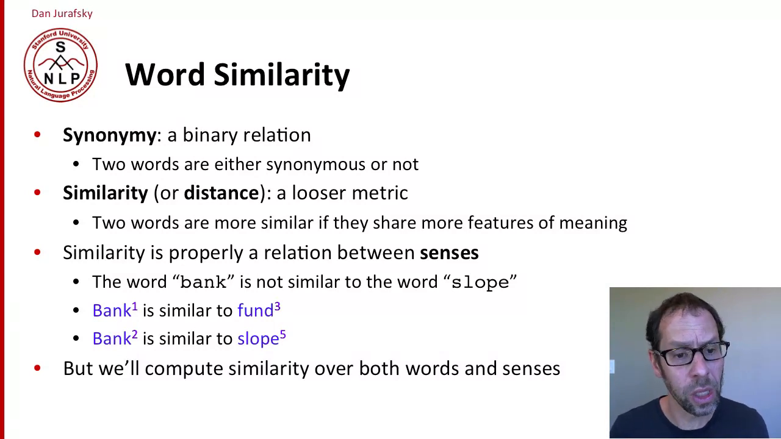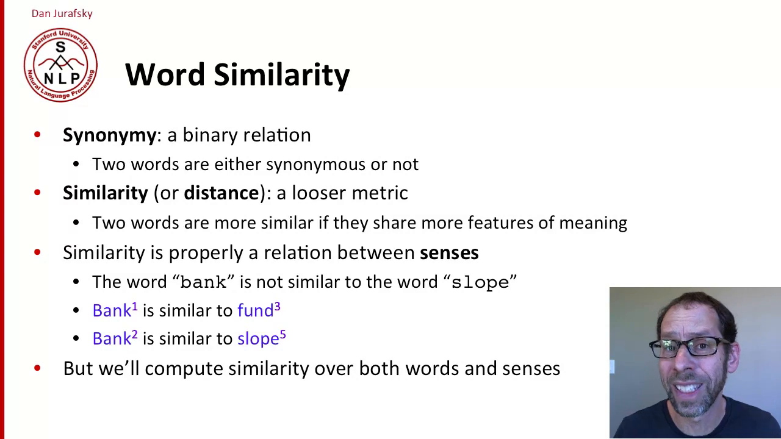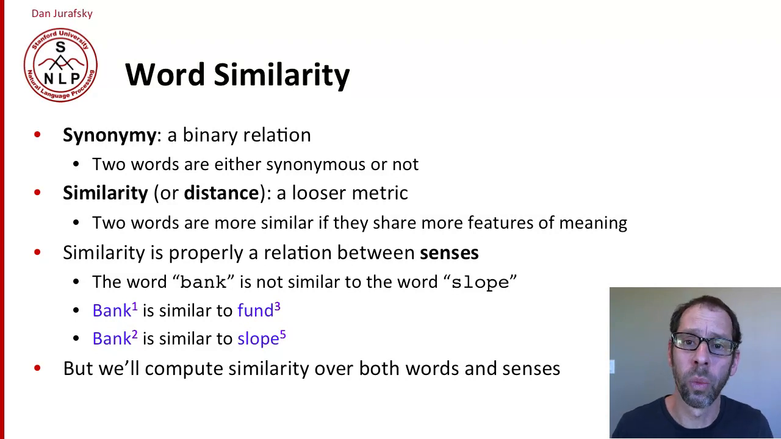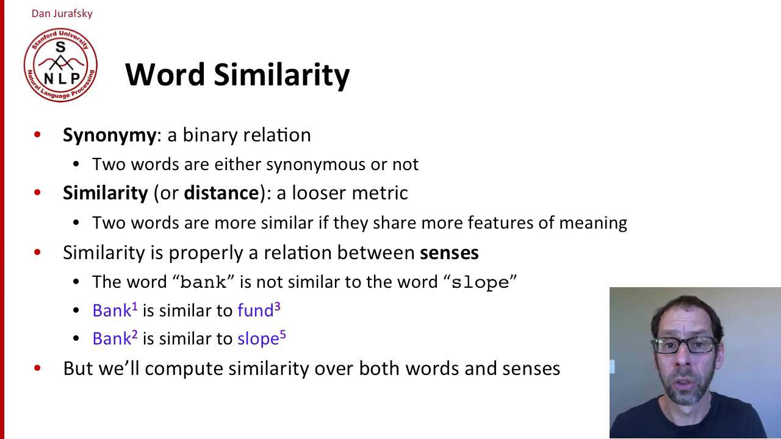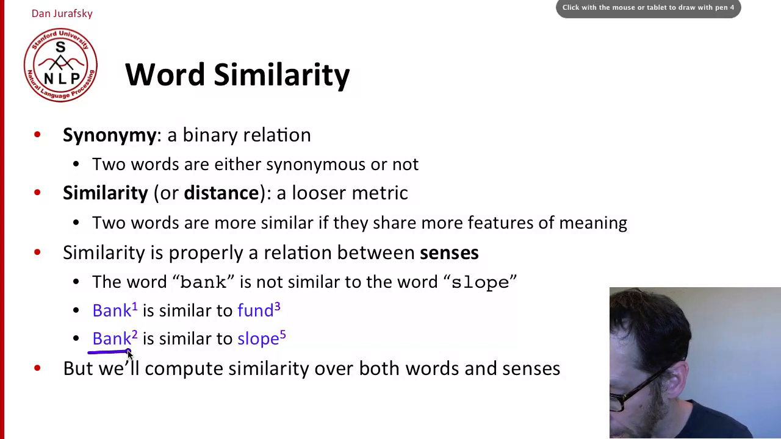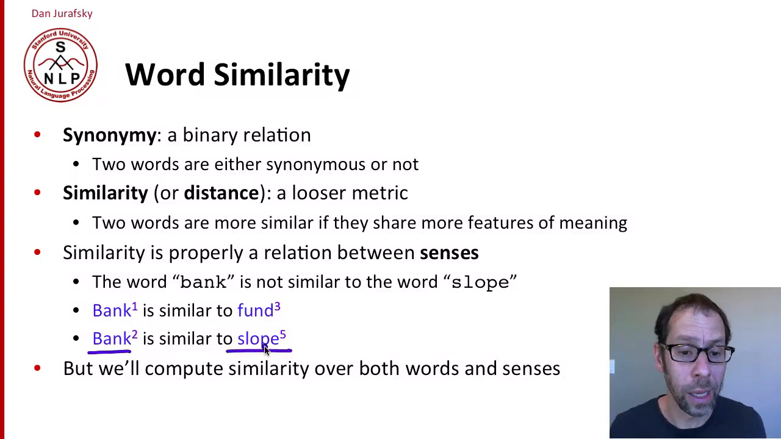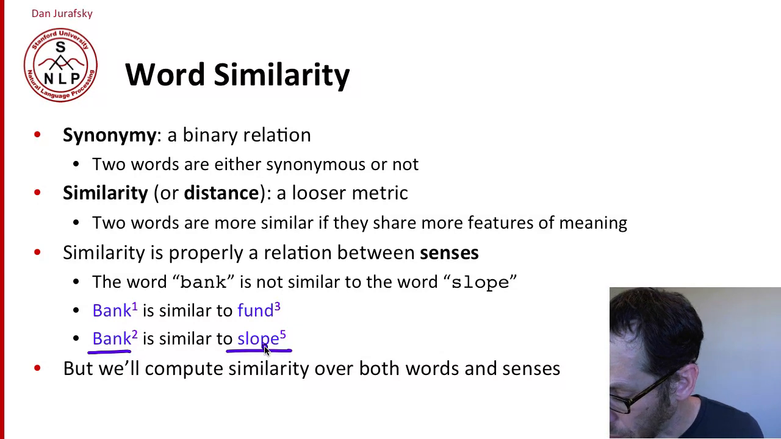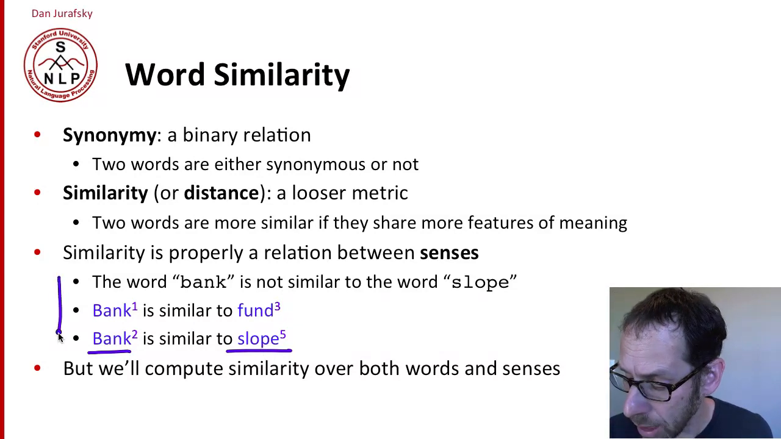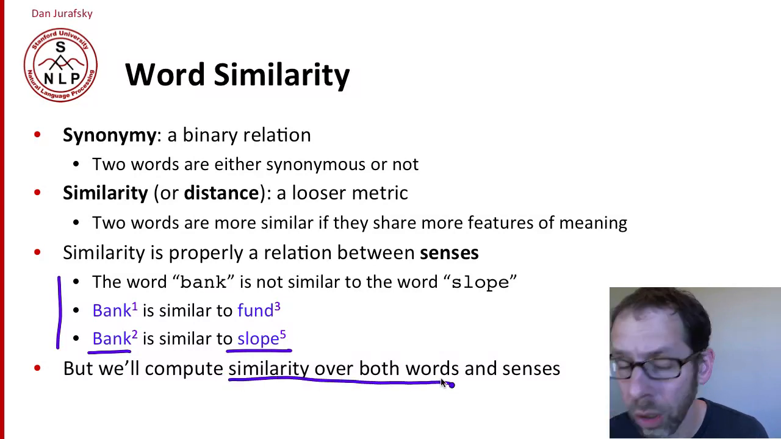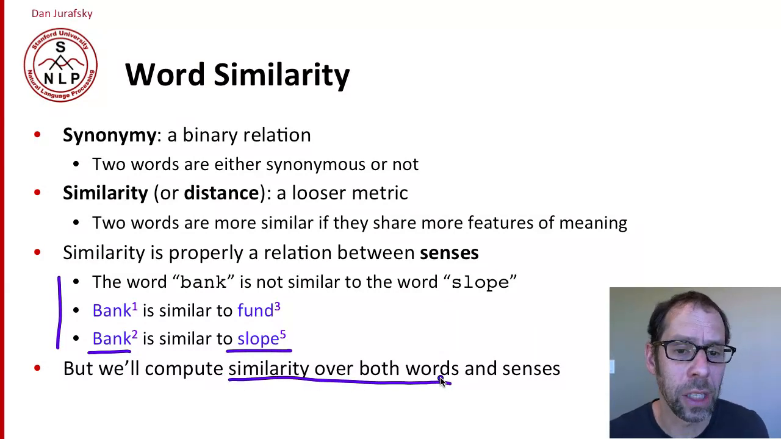And similarity, just like synonymy, is a relationship between senses, not between words. So we don't say that the word bank is similar to the word slope. We say sense 1 of bank is similar to, actually, sense 3 of fund, but sense 2 of bank is similar to slope. Remember, we had two senses of bank. So even though technically similarity is a property of senses, we'll find ways to compute similarity over words as well, either by taking the max similarity between senses or summing or various ways.